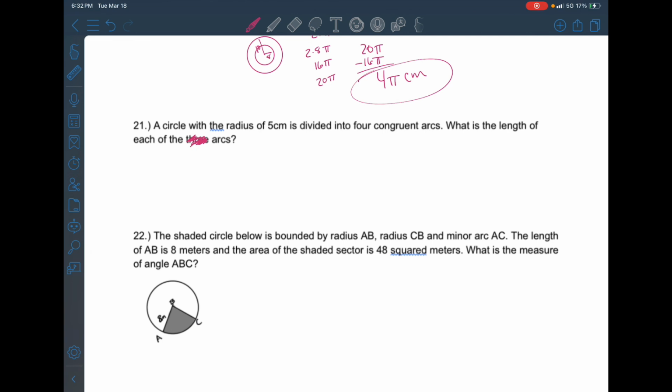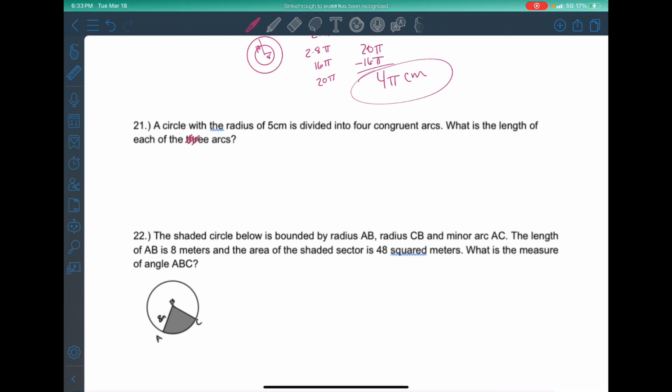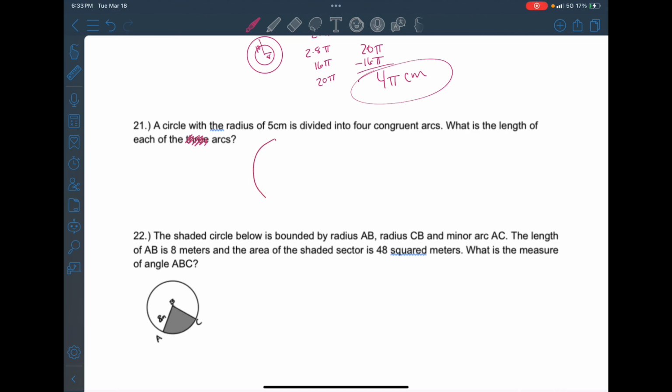I see a mistake that I made in 21, and it had at the end, what is the length of each of these 3 arcs? It should have been, what is the length of each of these arcs, or the arcs. It should not have the number 3 in there. So this says a circle with the radius of 5 centimeters is divided into 4 congruent arcs. So if I have a circle and it's divided into 4 arcs, that means 360 divided by 4 is 90 degrees. And it wants to know the length, not the measurement.